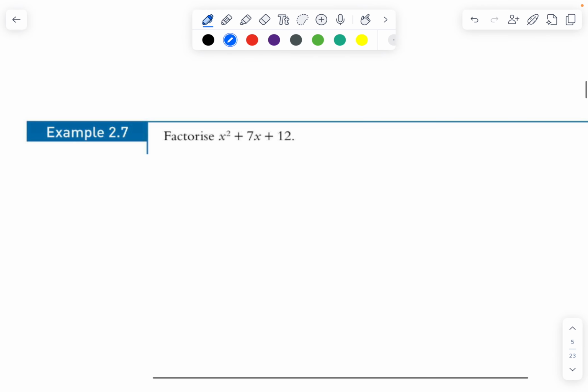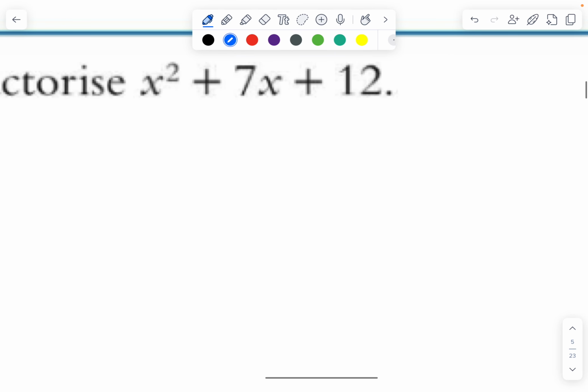Now, let's start with factorizing. That's the first part with factorizing. So if you have an equation like this one, and you're required to factorize it, this is x squared plus 7x plus 12. You're looking for factors of 12, right? When you add them, they give you plus 7.